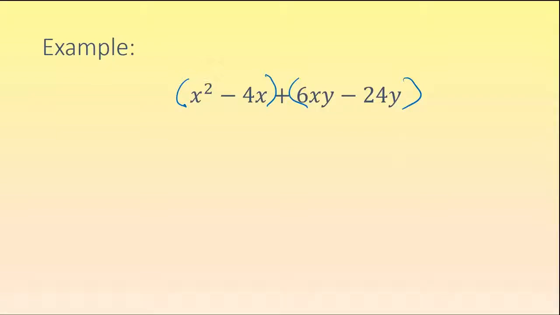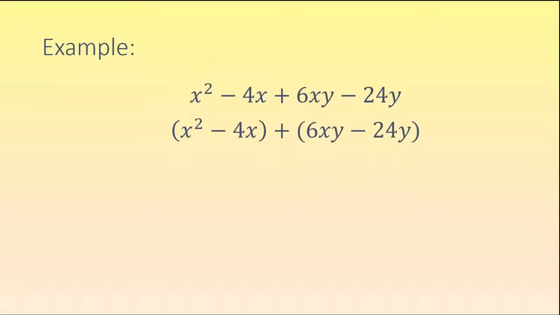So now we do have a common factor. This binomial has a common factor, and this binomial has a common factor. So we'll pull out the common factor from here, which is just going to be x, and now we have x times x minus 4. And here's the magic part.